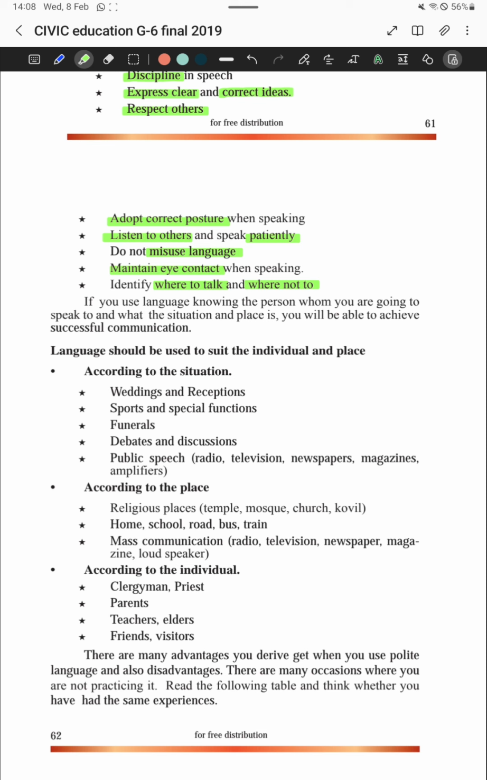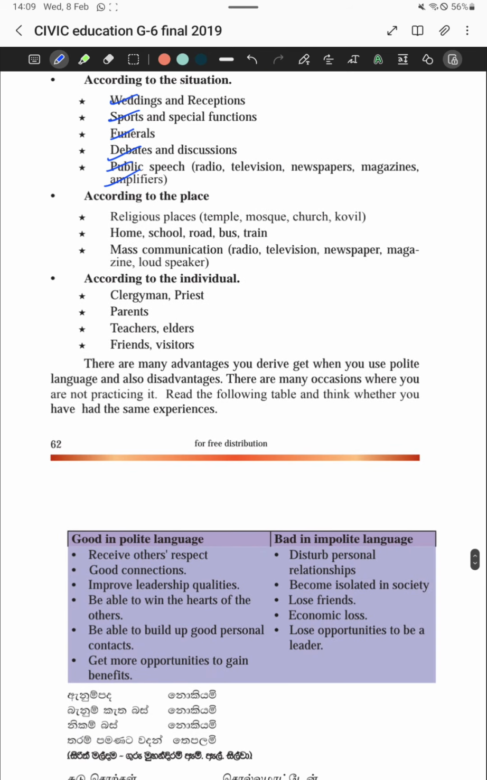Okay, so then let's move to the things that we have to know about: the examples, the places or the situations, and also the individuals. Who are the people, what are the places, and which are the situations that you have to be concerned about when you are using the language properly? For example, if you are at a wedding, a sports function, a funeral, debates and discussions, and public speech, you have to change your accent and your methods of talking according to the situation and the place.